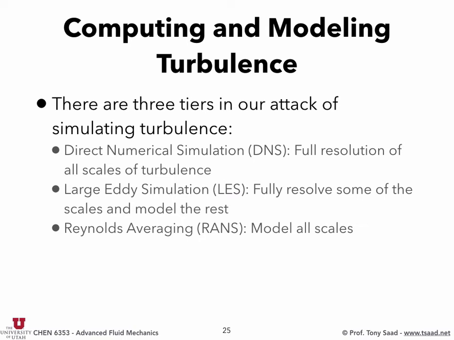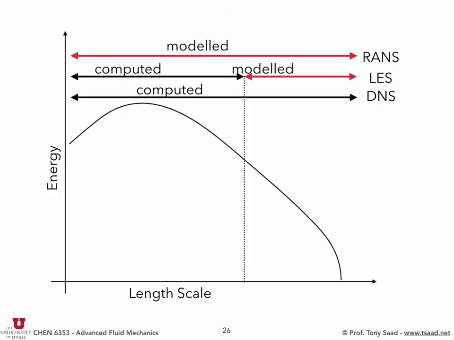You've heard of RANS modeling, Reynolds average Navier-Stokes equations, where we're going to model everything. We're not going to capture anything in the turbulence. We're just going to compute average properties, okay? So in terms of the spectrum, remember the spectrum describes the energy contained in the scales of turbulence. We have the large scales at the left, the smaller scales on the right, and the energy contained. With RANS, we're going to model the entire spectrum. We're going to model all the energy, all the scales. We're not going to compute those scales. We're going to model them. Okay, we'll see what that means in a second.